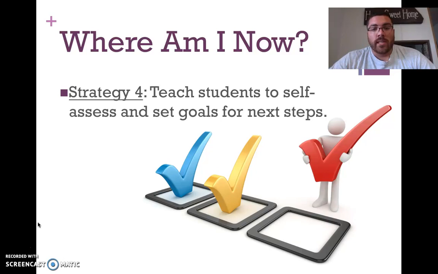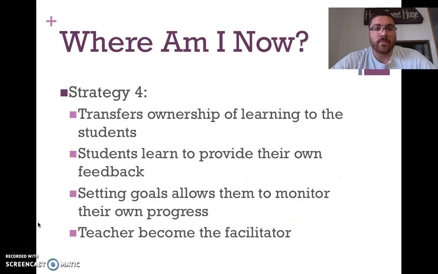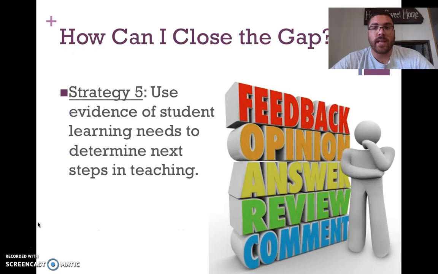Strategy 4 is to teach students to self-assess and to set goals for themselves for the next steps in your class or within the unit that you're going through. This transfers the ownership of learning onto the students, and the students learn to provide their own feedback as well as setting goals for themselves so that they can monitor their own progress, and the teacher becomes more of a facilitator rather than the one running the classroom.